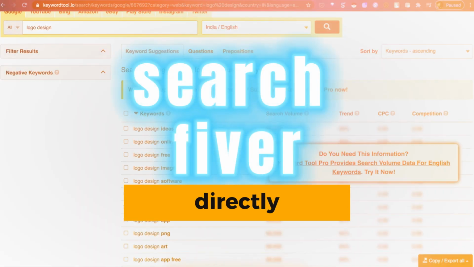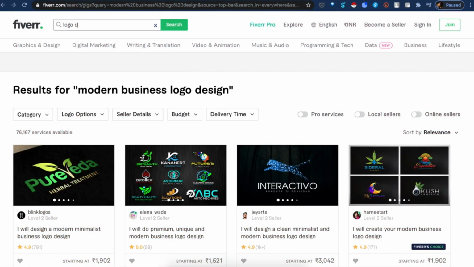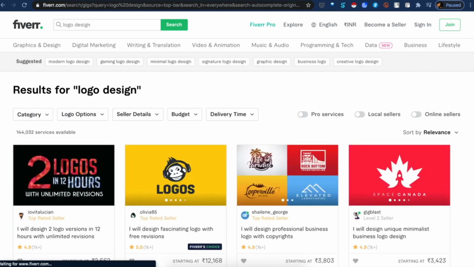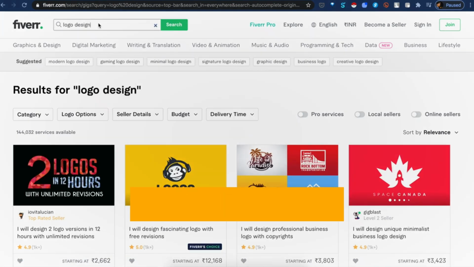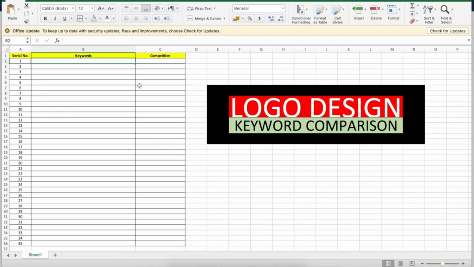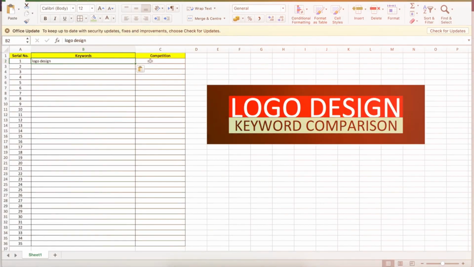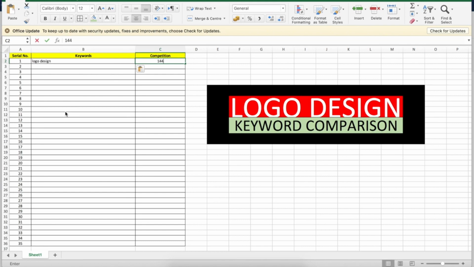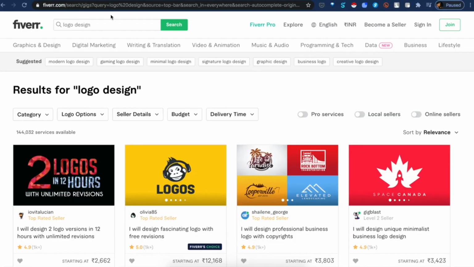Search Fiverr directly. Perform searches on Fiverr using your identified keywords. This will help you gauge the level of competition and see which gigs are already ranking for those keywords. Check gig ratings and reviews. Look at the gigs that are ranking well for your chosen keywords. If they have a significant number of positive ratings and reviews, it might indicate higher competition. Conversely, gigs with fewer ratings could be opportunities to target.